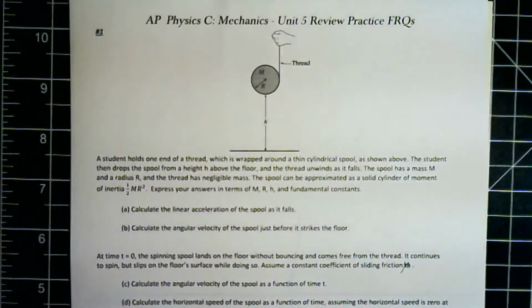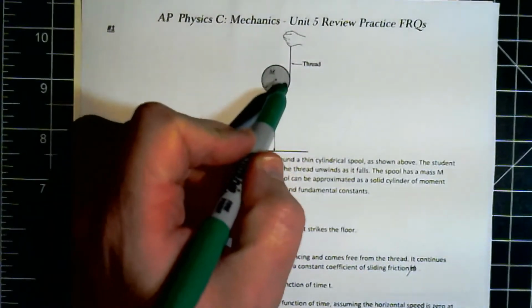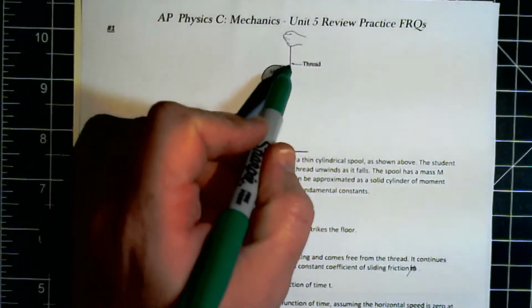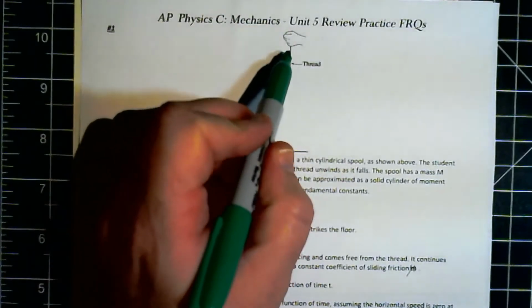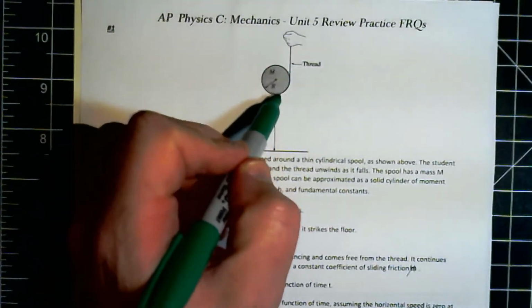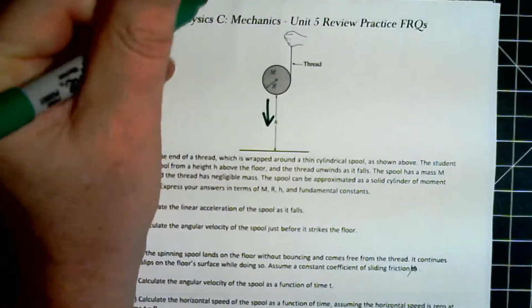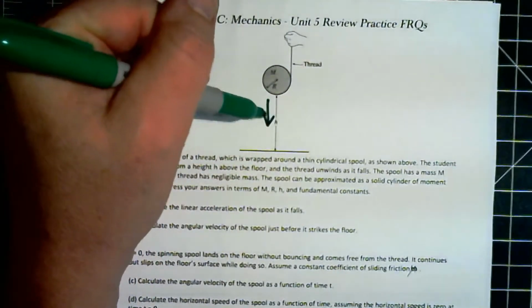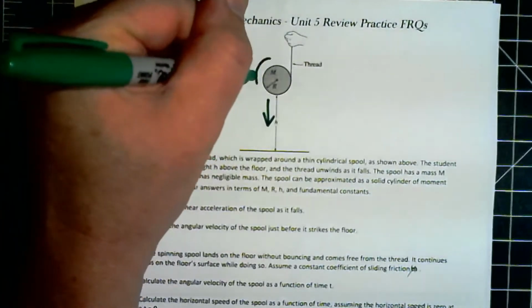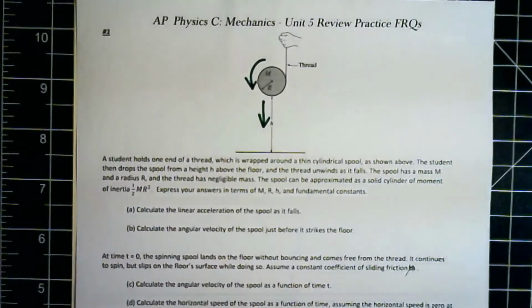Alright, so this first question is a pretty classic rotation question where you've got some kind of a circular object, like a spool or a cylinder or a disc of some sort with some kind of a thread, and a person's holding onto the thread and you release this cylinder and it falls down. And so as it falls down, it not only has some kind of a motion translationally speaking, going straight down, it's also going to be rotating. And so we have to consider both factors when we're working through these problems.